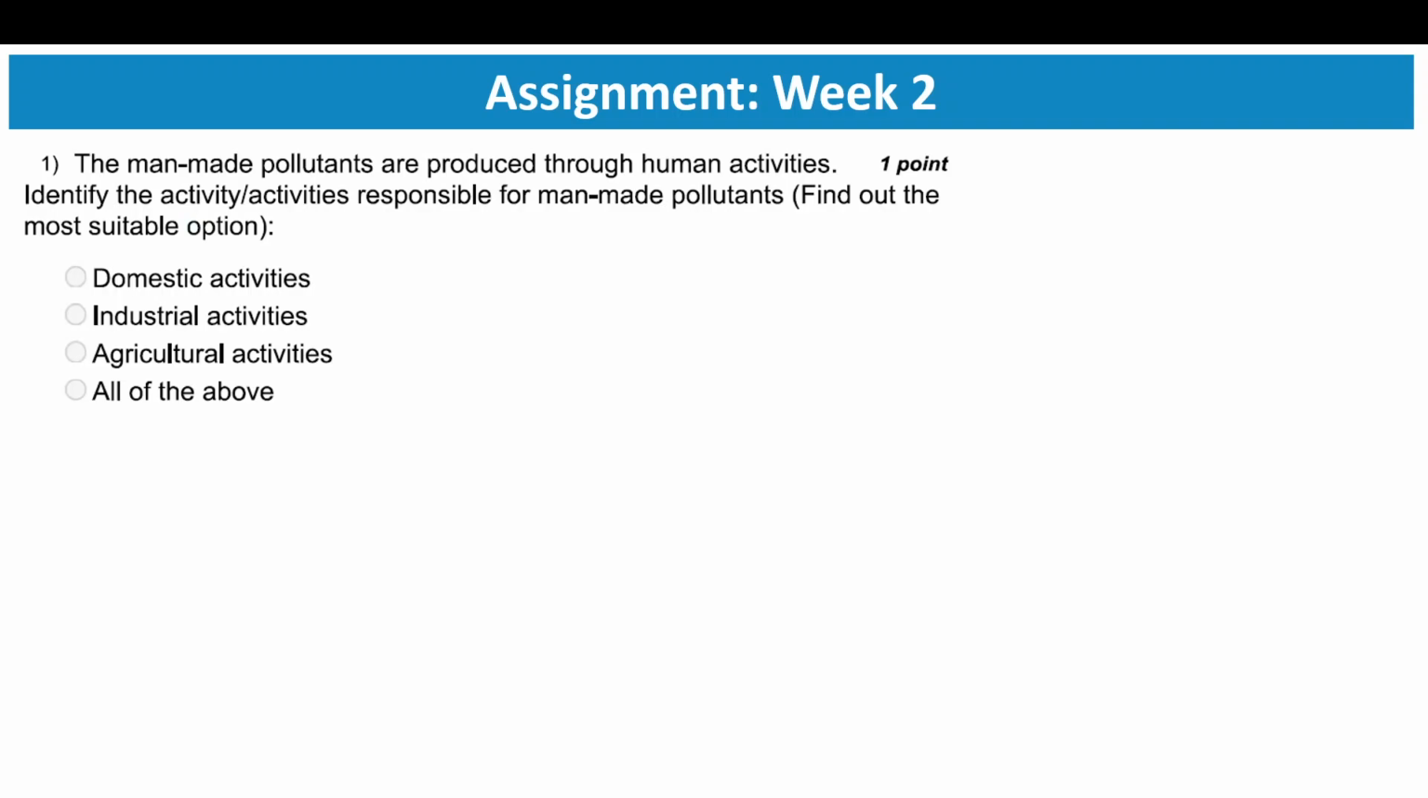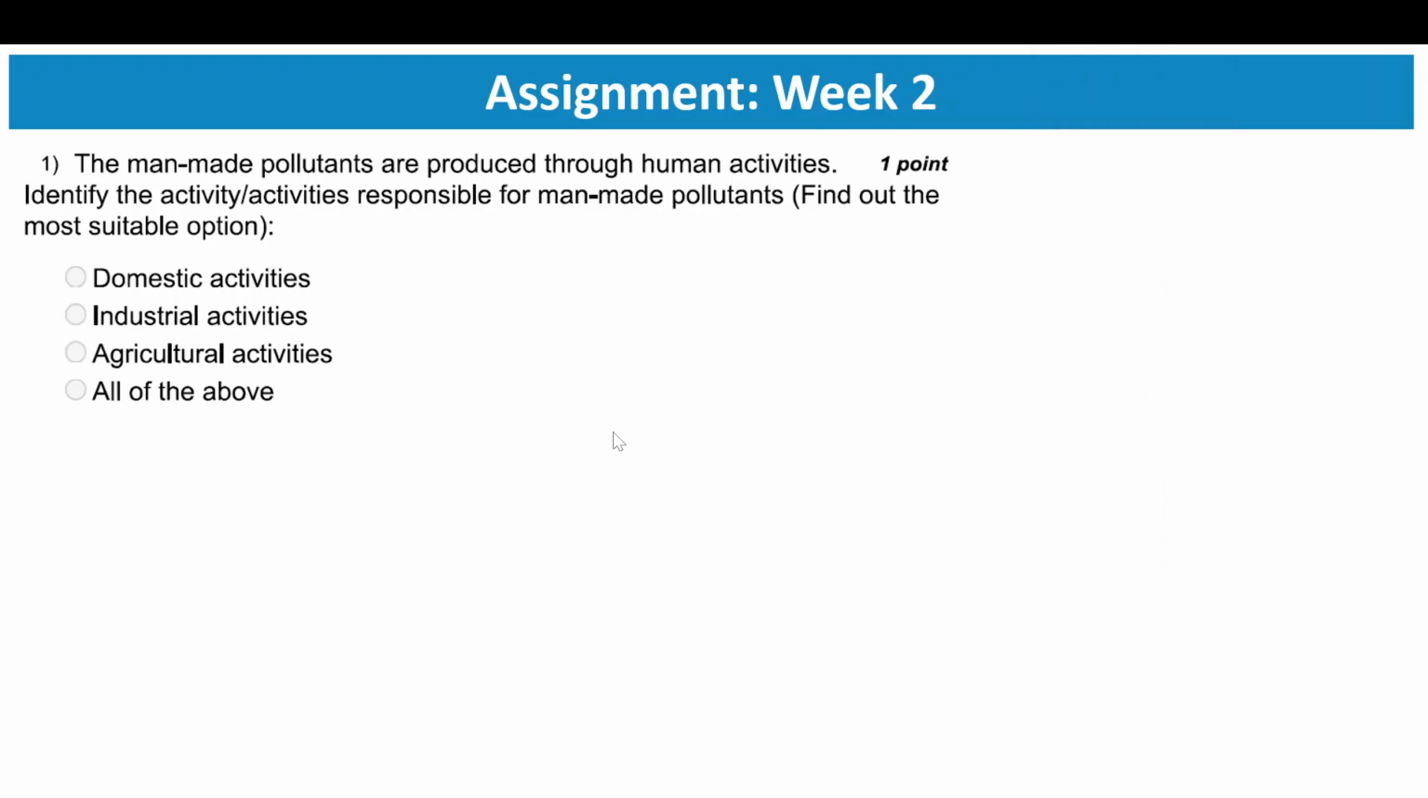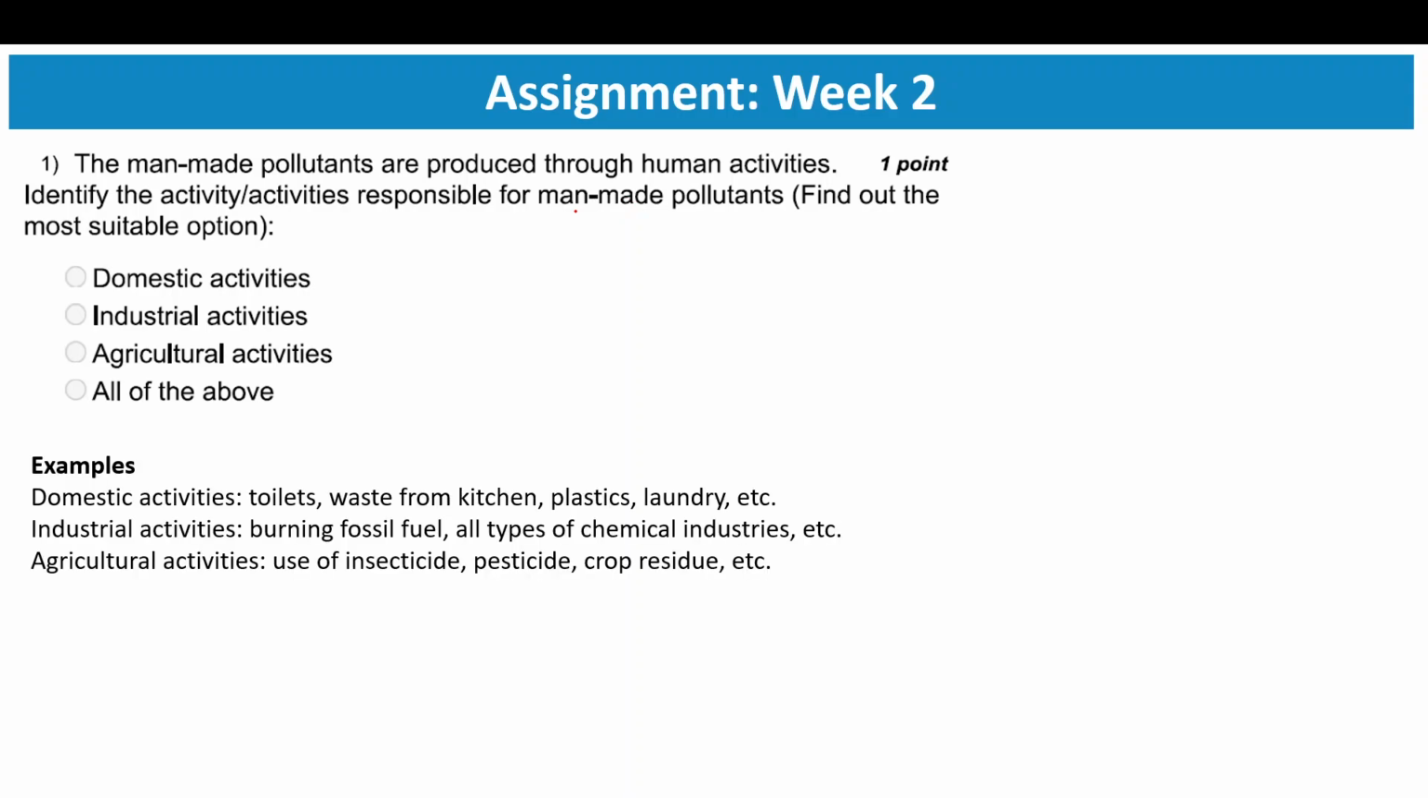So now we will move to the model assignment for this week. The first question is: the man-made pollutants are produced through human activities. Identify the activity responsible for man-made pollutants. Find out the most suitable option. All of the above. So these are some examples of all the activities.